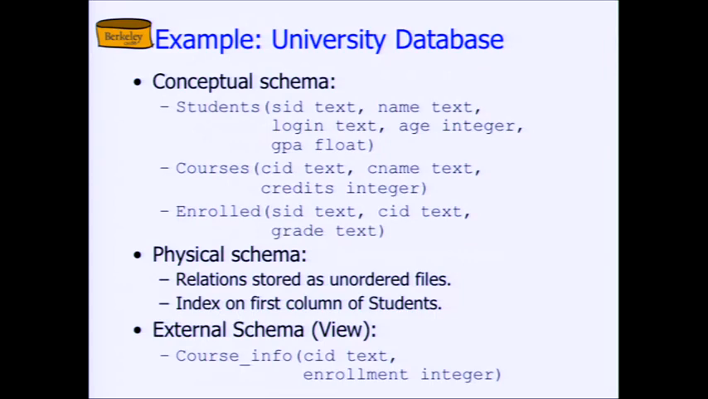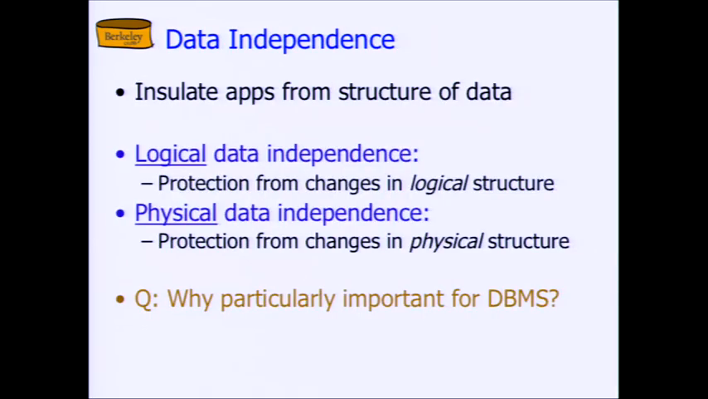Somebody's view might simply be the course ID and the number of people enrolled, which is an aggregation over the basic conceptual schema. Okay? So the external schema could be quite different. It could be a computation over the conceptual schema. So a key piece of relational database religion is what's called data independence.